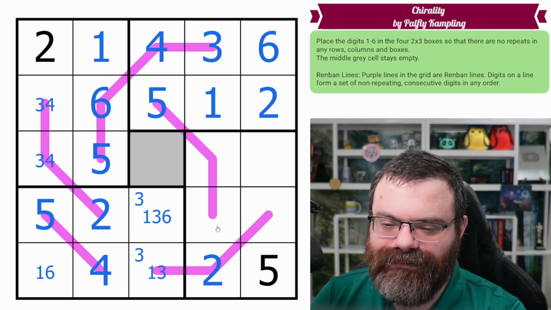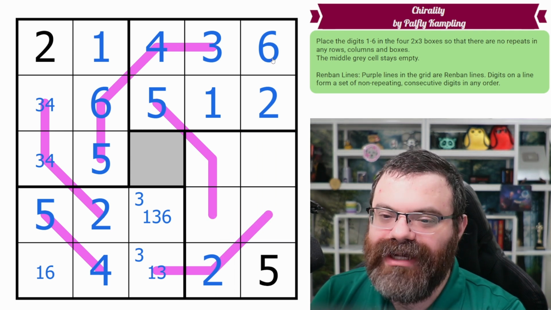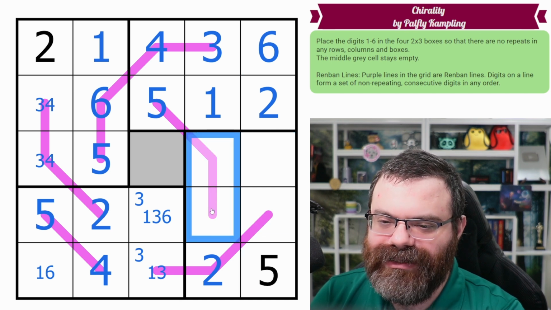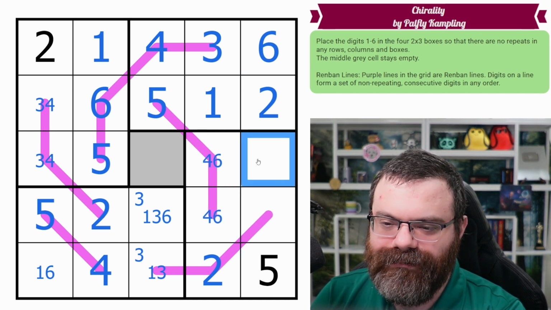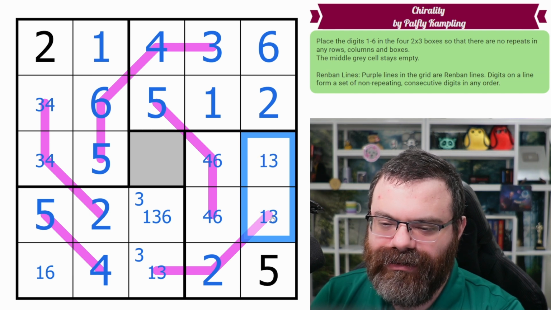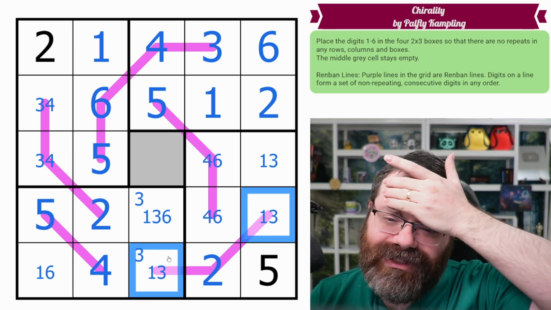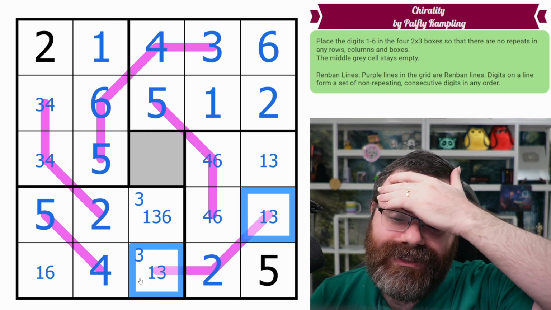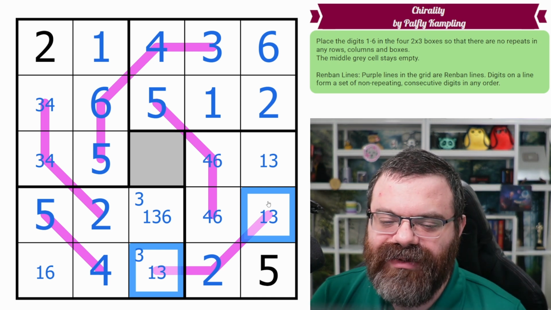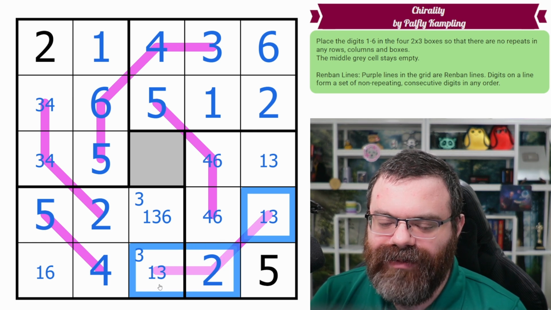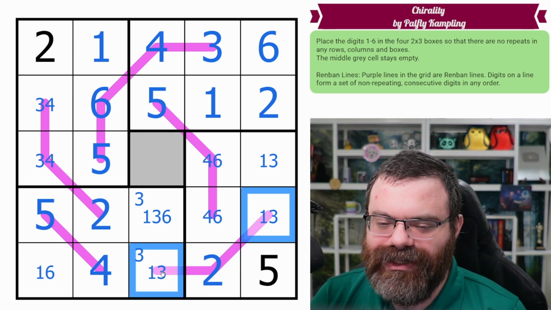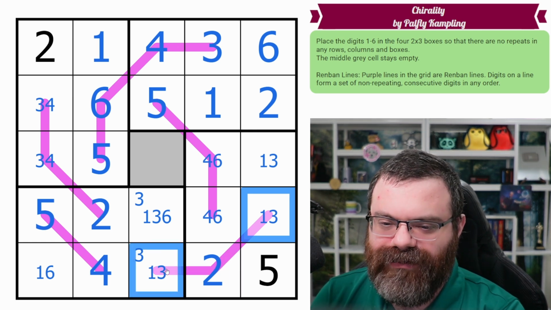Let's actually... Oh, I see what to do. This 6 is on this Renban. If 6 is on the Renban, this has to be a 4, 6 pair, which leaves 1, 3 here. Okay, so that means this is a 1, 3 pair. I was trying to see if there was something easier to do, but I think we need to use this. This is a 1, 3 pair because the Renban can't repeat a digit. And so one of these will be 1, one of these will be 3.